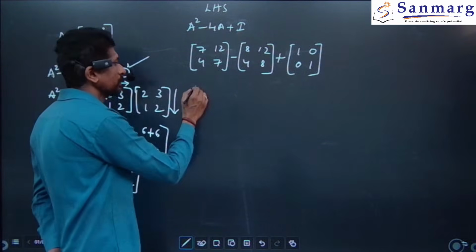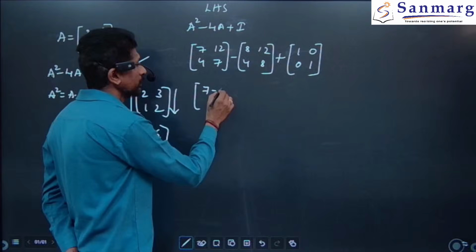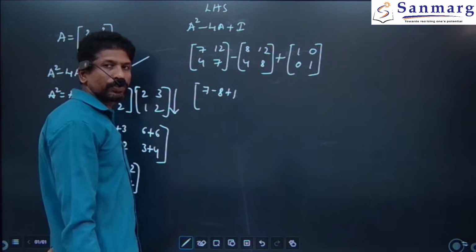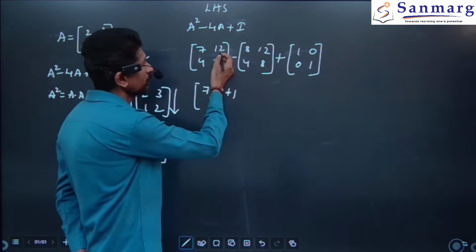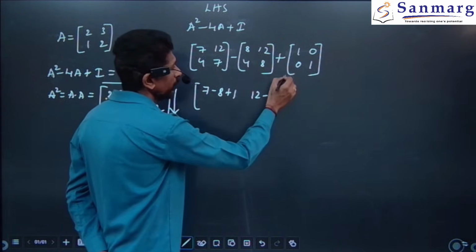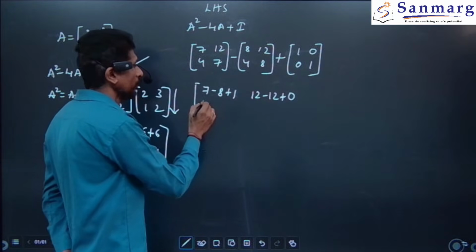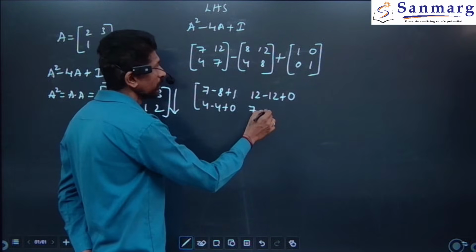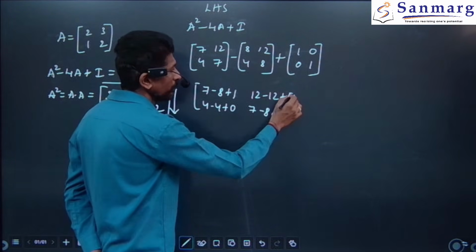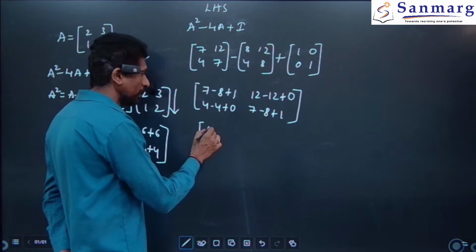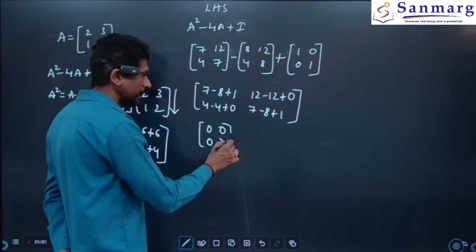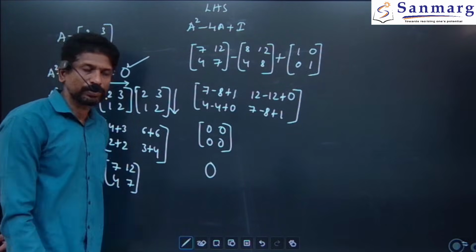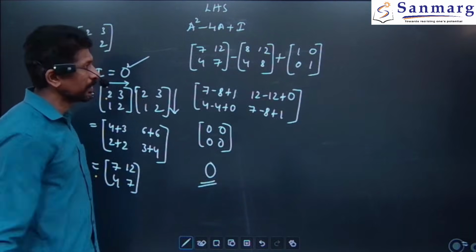So 7 minus 8 plus 1 for the first row first column element, then 12 minus 12 is 0, next 4 minus 4 is again 0, and 7 minus 8 plus 1. So all values become 0. When all elements are 0 and it is a square matrix, it is called the 0 matrix. So this one will get 2 marks.